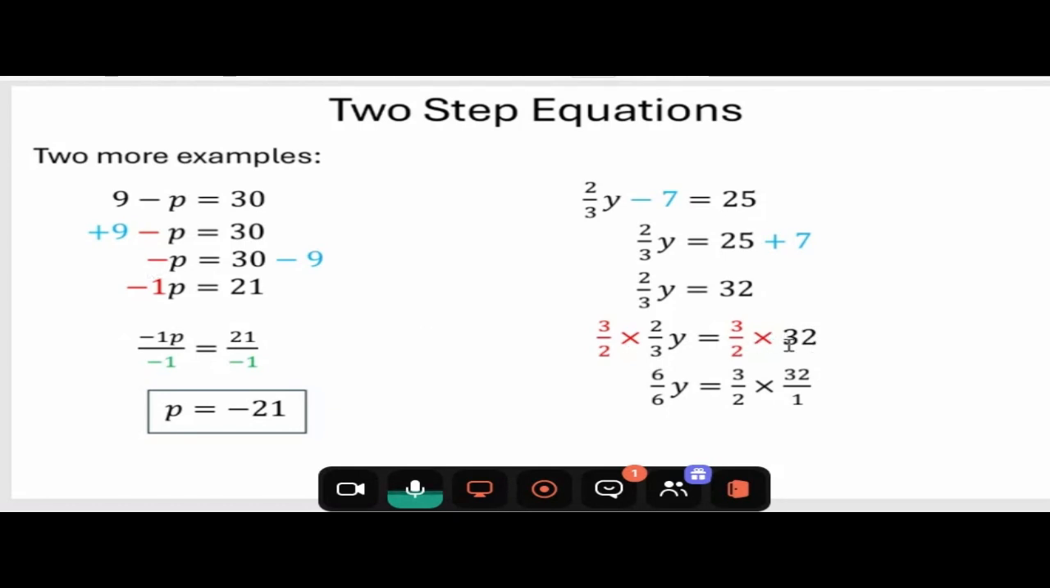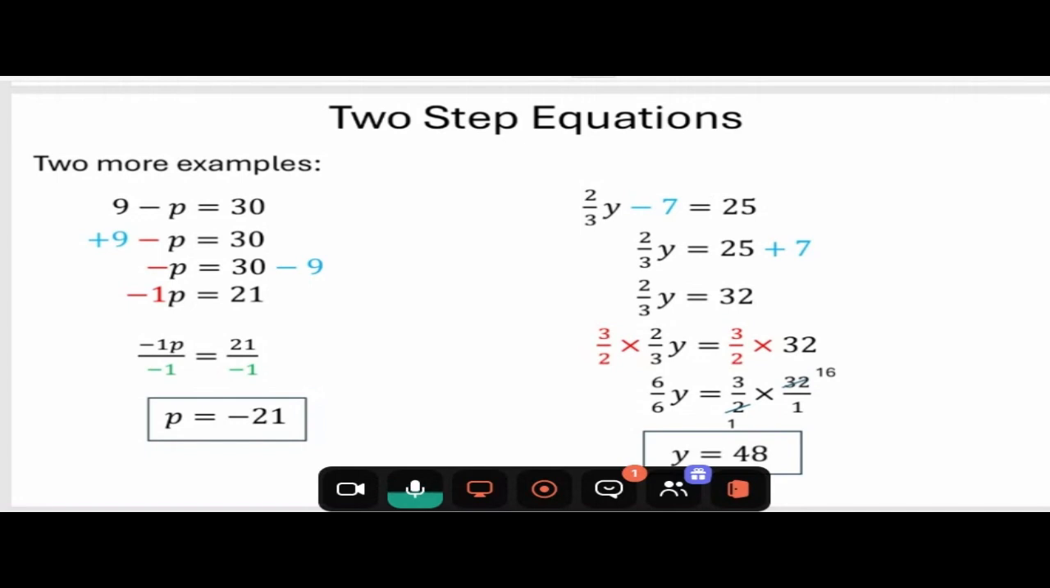Meanwhile, over on the right, whenever I have fraction work with a whole number, I have to make the whole number into a fraction, 32 over 1. So on the left side, I have 1 times y, which is y. On the right side, I do have some canceling. Both 32 and 2 can be divided by 2, leaving 16 and 1. So final answer, 48 on the top, 1 on the bottom. In other words, 48. And that is the end of our 2-step equations lesson.